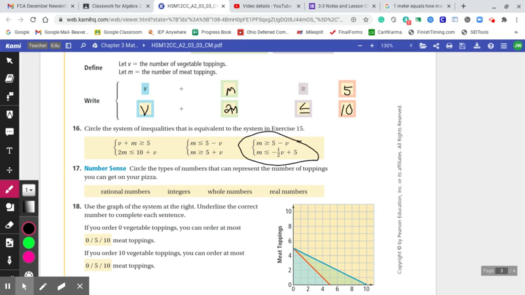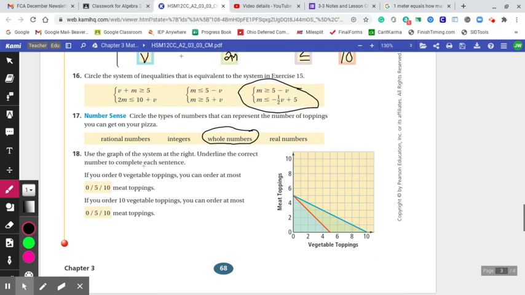Number 17, number sense. Circle the types of numbers that can represent the number of toppings you can get on your pizza. You can only do whole numbers, right? You're not going to do half a topping. I guess I do have half pizzas, but we're not going to discuss that right now. So use a graph to the system at the right. Underline the correct number to complete each sentence. If you order 0 vegetable toppings, you can order at most 5 meat toppings.